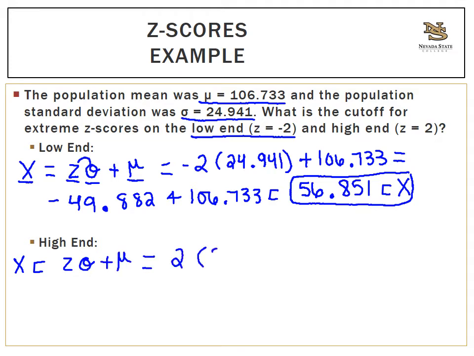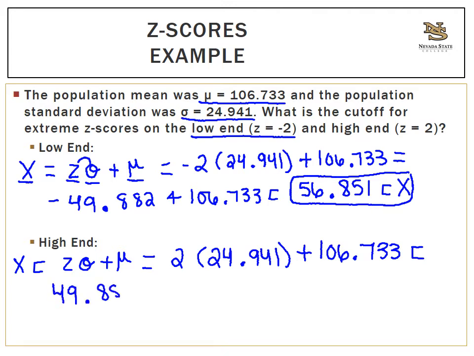So we've got 2 times 24.941 plus 106.733. It looks the same, except now instead of having a -49.882, we have a positive plus 106.733. And we end up with an x value that's above the mean, which makes sense because we have a positive z-score, and we're looking at the high end now of extreme scores. So those scores would definitely be above the mean.